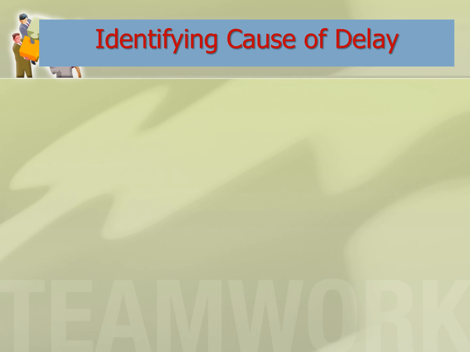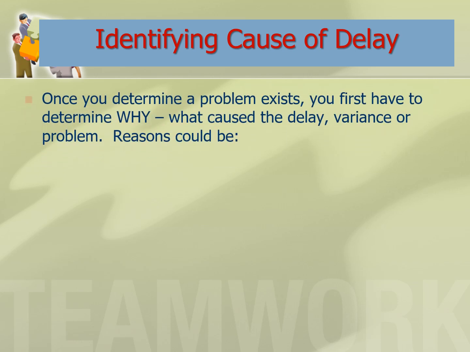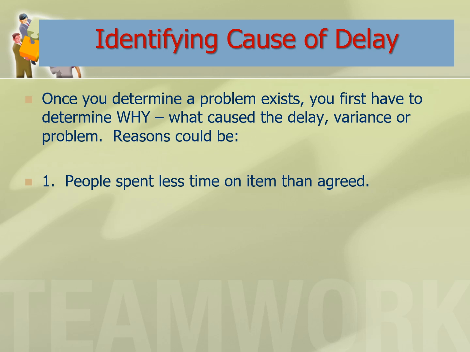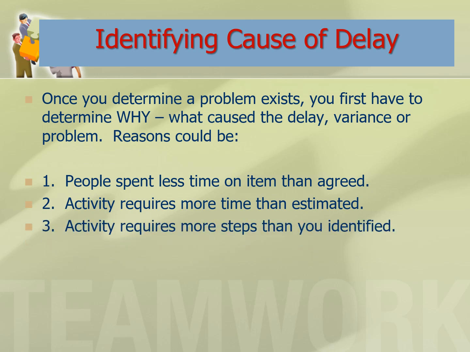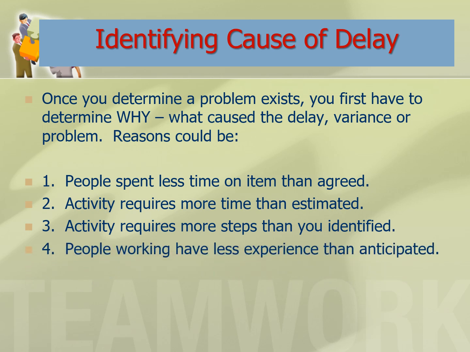And let's identify any cause of delay. Once you determine a problem exists, you first have to determine why. What caused the delay? Was there a variance or problem? The reasons might be people spent less time on an item that they agreed upon, or the activity actually requires more time than we estimated. The activity might require more steps than we identified.